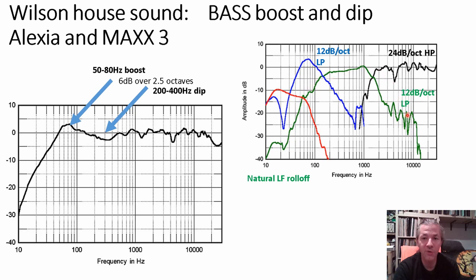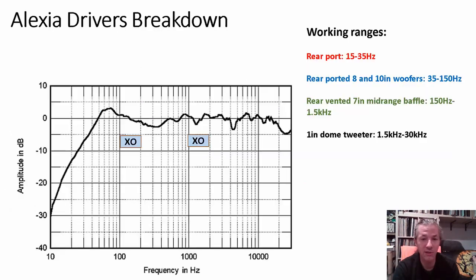And part of how you can do that is if you flip the phase of the mid-range unit, then it's easier to meet the edges. And that's what some speaker manufacturers do, out of necessity, but Wilson Audio does it to sculpt the sound and make a really special effect to create the Wilson sound.